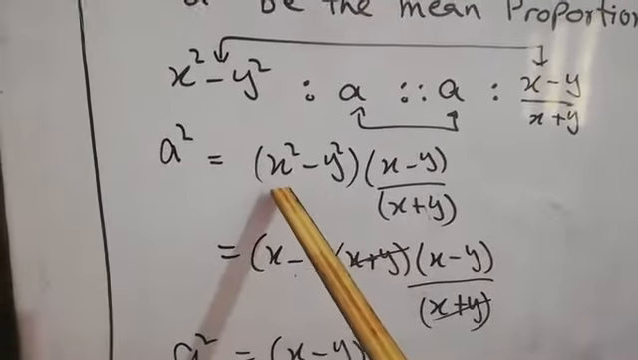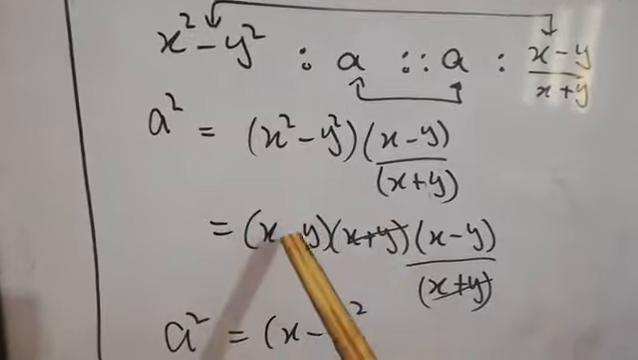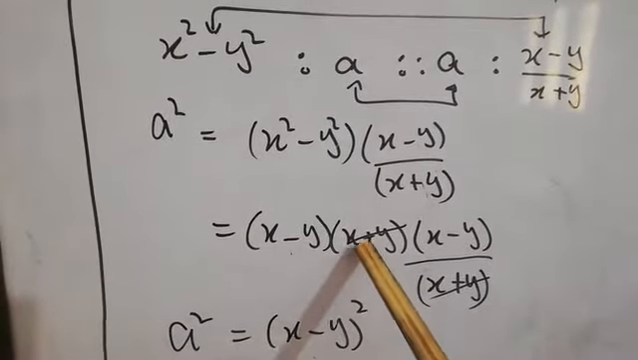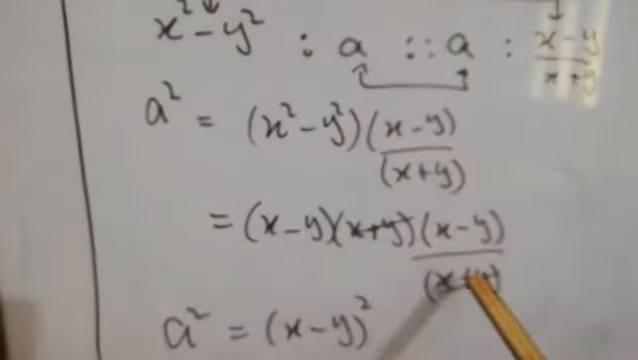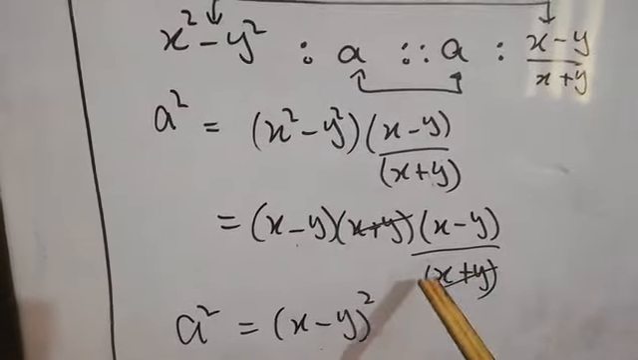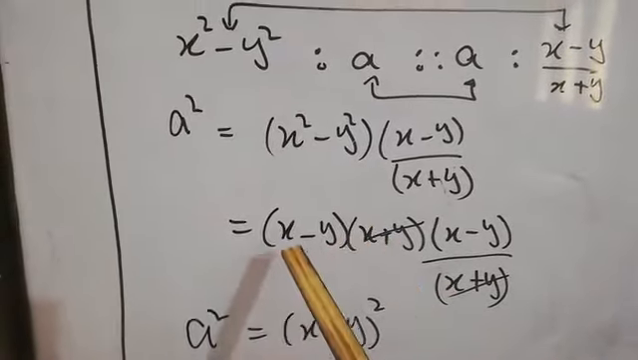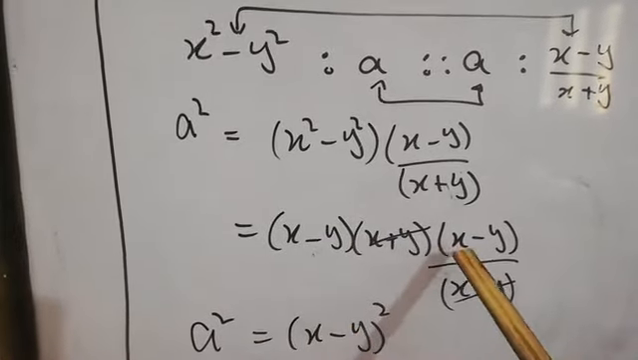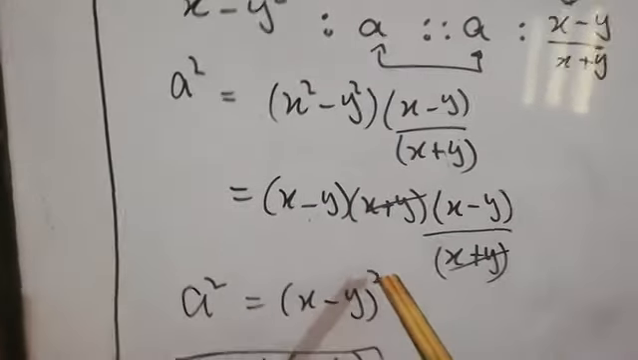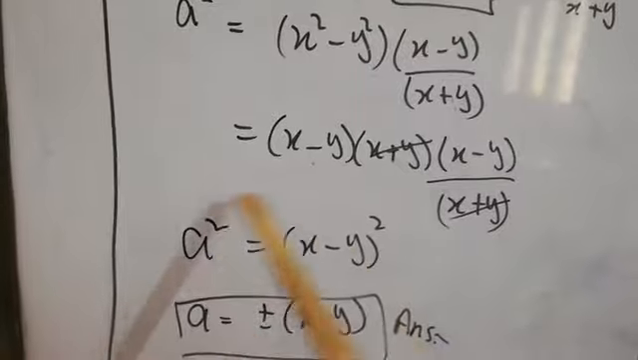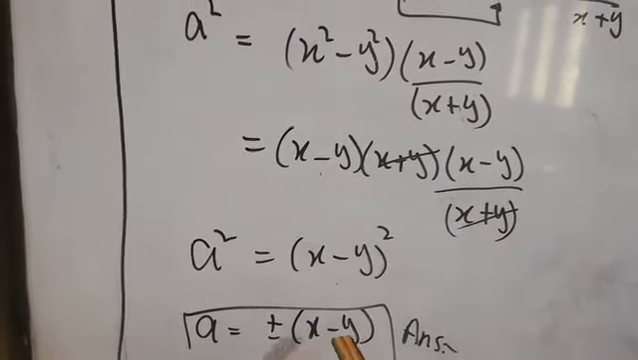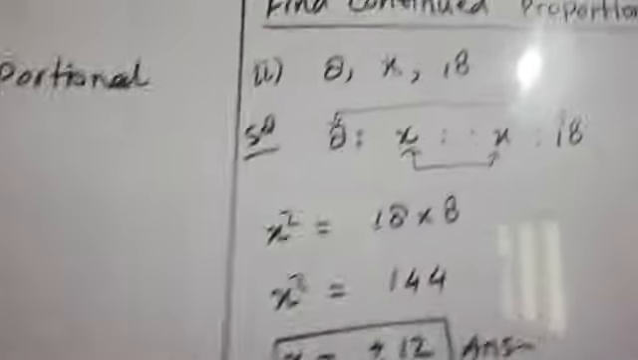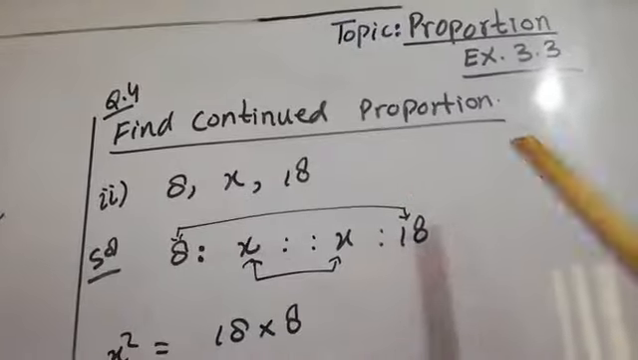You know that we can write x square minus y square in the form of x minus y into x plus y, because this is the formula. Write x minus y by x plus y as it is. x plus y will be cancelled by x plus y. x minus y into x minus y will become x minus y whole square. So when we take the square root on both sides, we will get A equals plus minus x minus y.